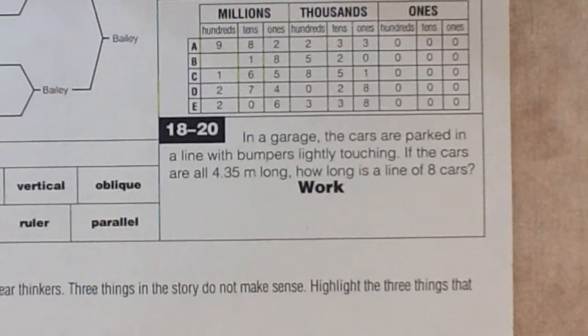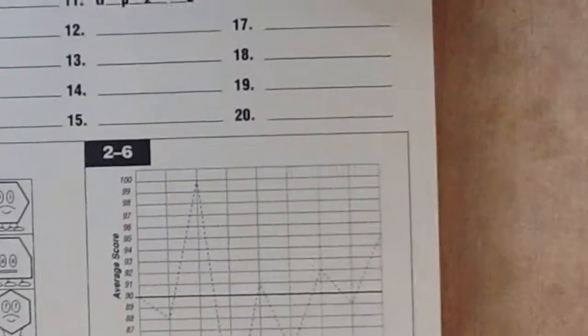All right. What is this problem asking us to find? Is it asking us to find A, how many cars are in the line, B, how long is a line of 8 cars, or C, how long is each car? Question 19, how are you going to solve this? Adding, subtracting, multiplying, dividing, and question 20, the answer.